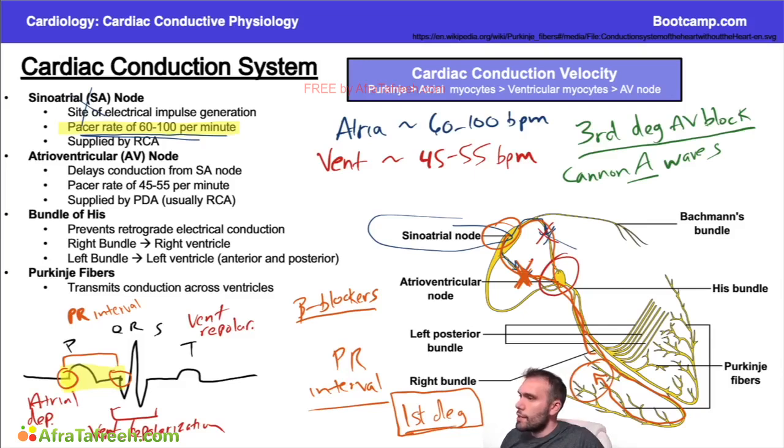And the last thing I want to talk about here is going to be the QT interval, which is going to go from the beginning of the QRS to the end of the T wave. The QT interval basically represents the time it takes from initial ventricular depolarization until the end of ventricular repolarization. And we'll talk in great detail about that in just a minute.